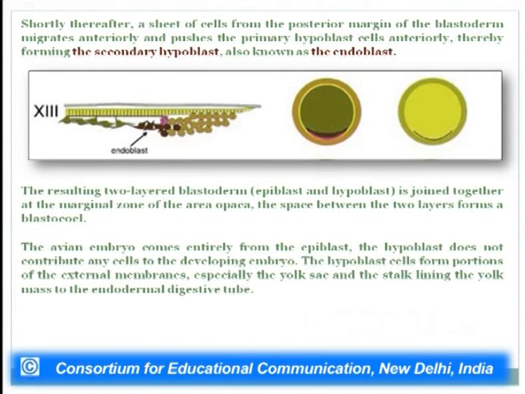The avian embryo comes entirely from the epiblast. This is a very important point to be noted: the epiblast is the only layer that contributes cells to the embryo. The hypoblast does not contribute to any organ or any region of the embryo, but it forms certain extraembryonic membranes such as the yolk sac that contains the yolk that nourishes the developing embryo, and the stalk of the yolk sac. But the entire embryo as well as some other extraembryonic membranes such as the amnion and chorion, which we will talk about in future sessions, come entirely from the epiblast.